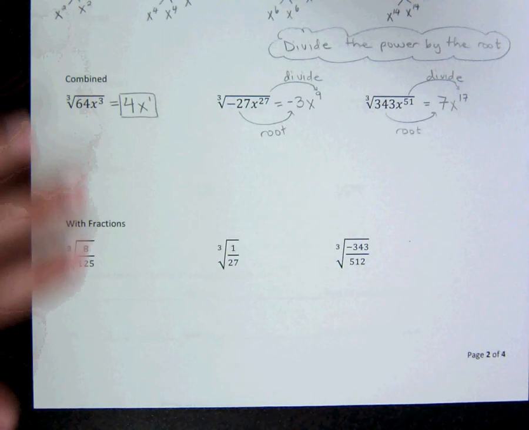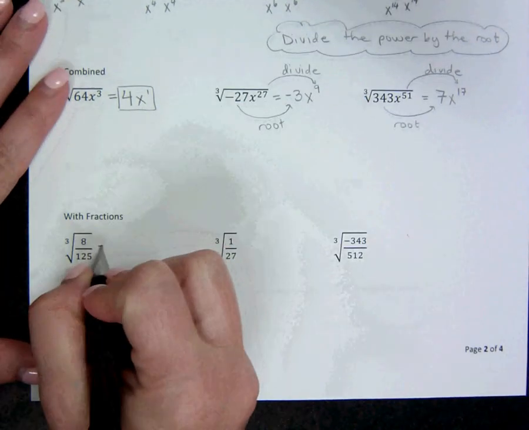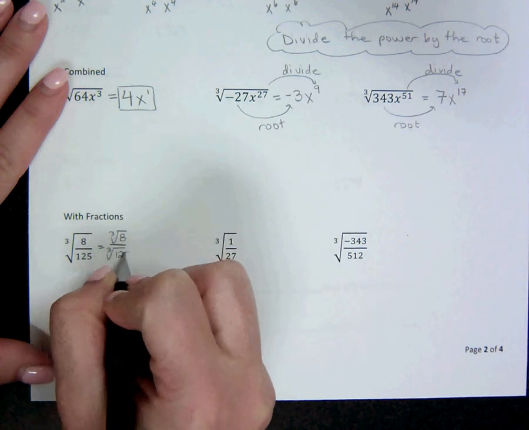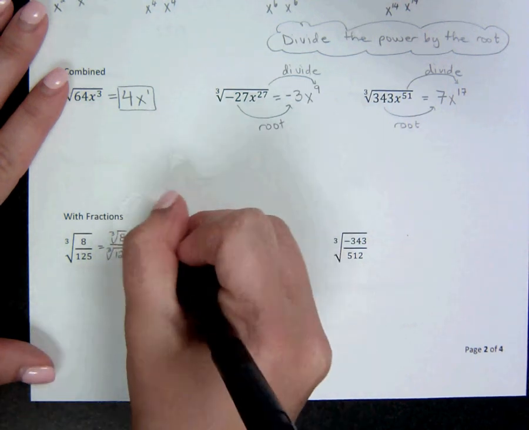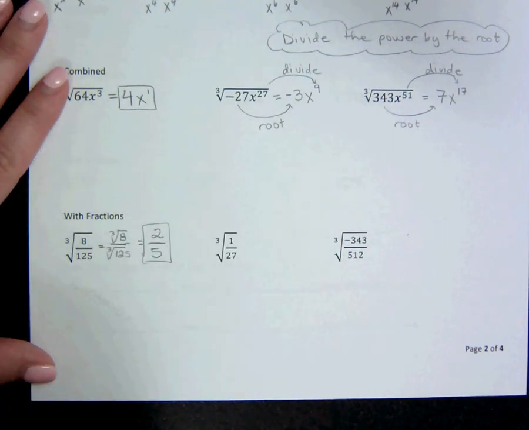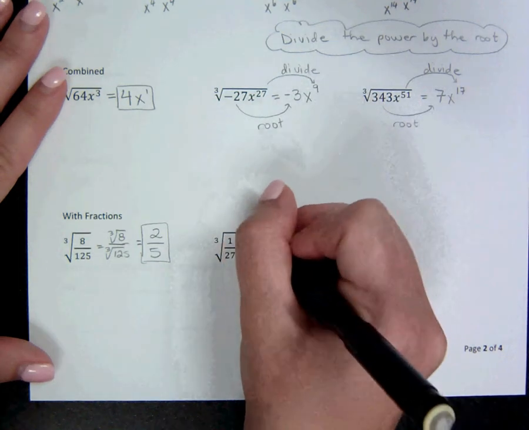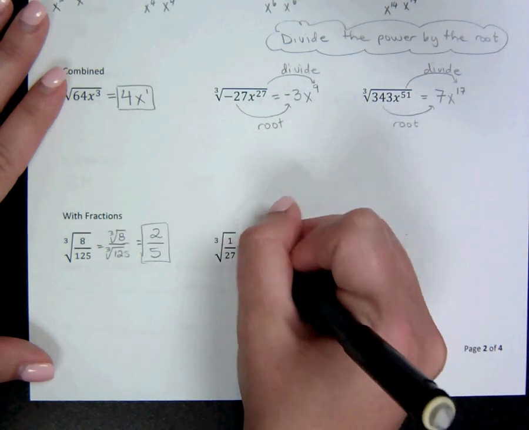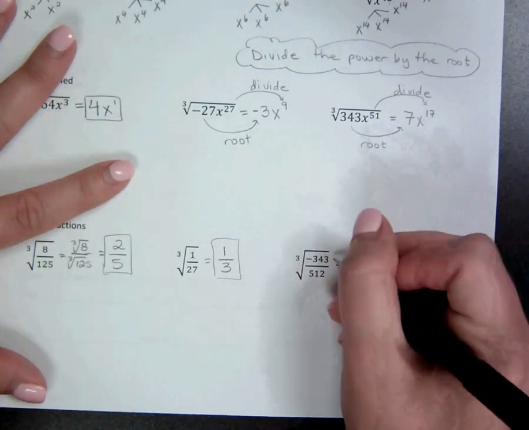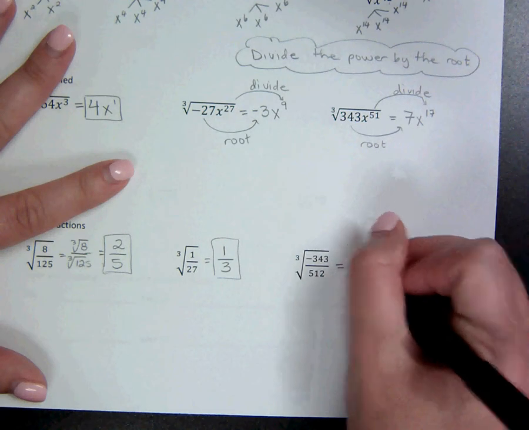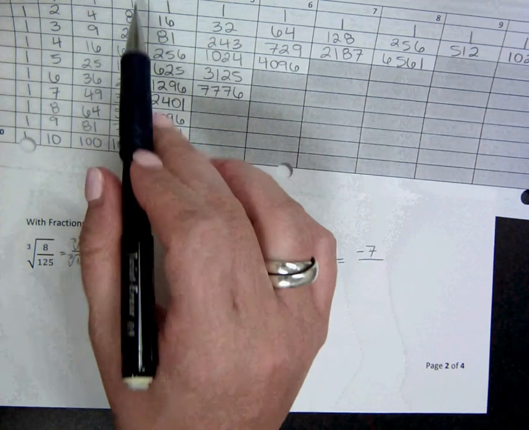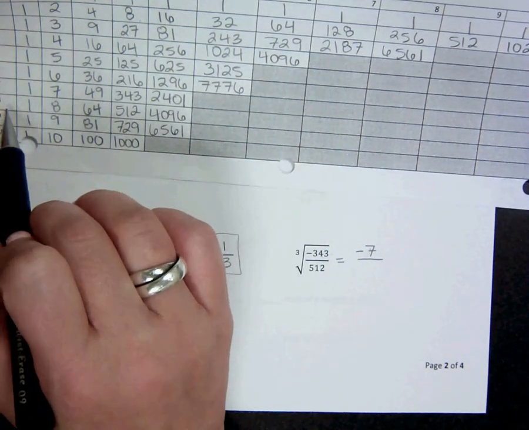Alright, same idea with fractions. We can separate them into the cubed root of 8 over the cubed root of 125. We know the cubed root of 8 is 2, and the cubed root of 125 is 5. So that's how we get our answer. Here the cubed root of 1 is 1, the cubed root of 27 is 3. Here the cubed root of negative 343 is negative 7, and the cubed root of 512, if we find 512 on our cubes, is 8.